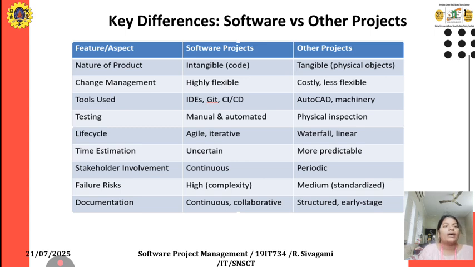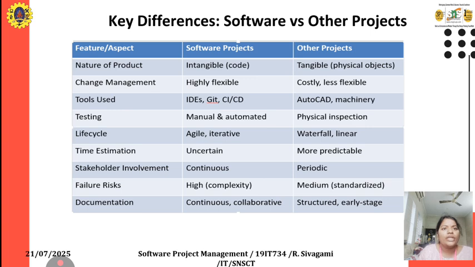But in other projects, for example if we construct a building and want to make any changes to the construction, we have to break everything and rework it. Again we spend more money for that, and so there is less flexibility.